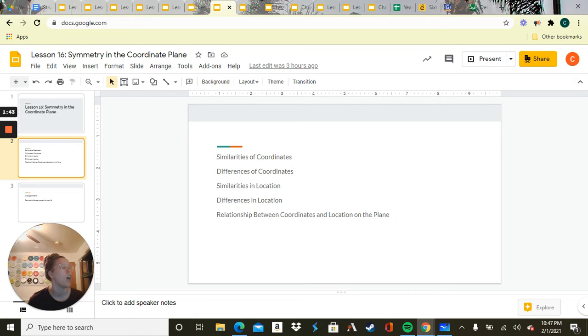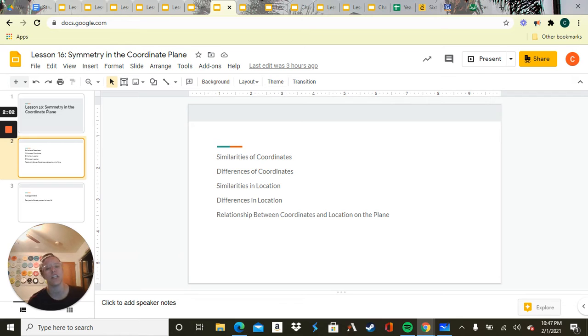Differences in location. One point is 3 units to the right, the other is 3 units to the left of the y-axis. One point is 4 units above the x-axis, the other is 4 units below. One point is 3 units right of the y-axis, and the other is 3 units left. One point is 4 units above, the other is 4 units below.